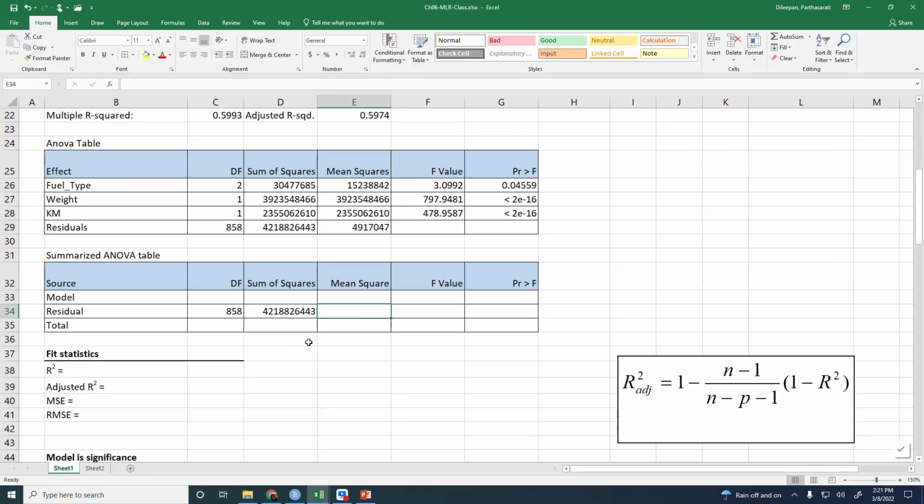Well, we will set up the mean square ourselves. The sum of squares we'll get from this table. The model is the sum of all the variables in the model. So that's what model means. From this ANOVA table, you sum all the degrees of freedom of the predictor variables, and sum all the sum of squares of predictor variables. That will be your model degrees of freedom and model sum of squares.